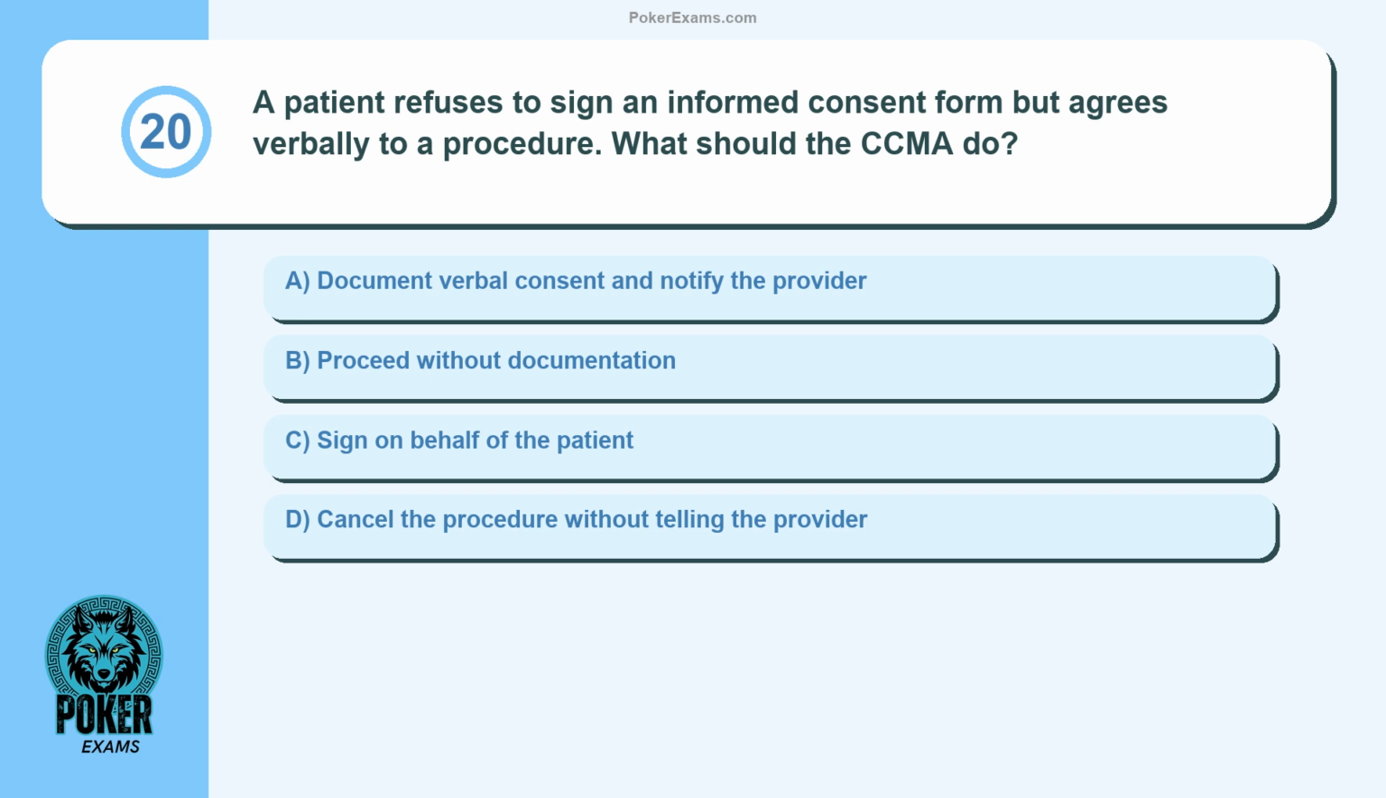Question 20. A patient refuses to sign an informed consent form but agrees verbally to a procedure. What should the CCMA do? Document verbal consent and notify the provider. Proceed without documentation. Sign on behalf of the patient. Cancel the procedure without telling the provider.